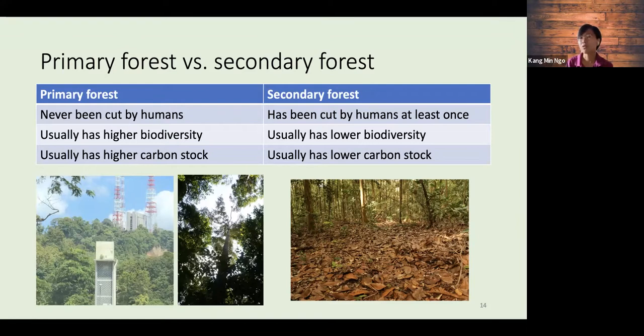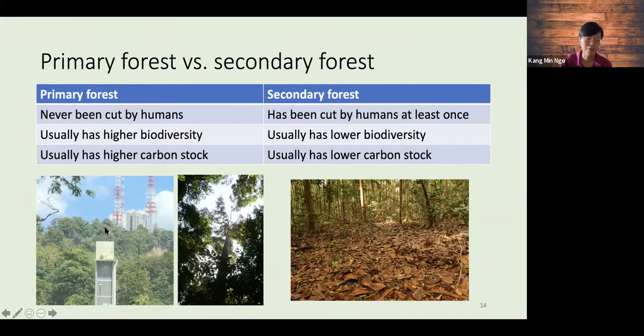So that was primary forest. Secondary forest, on the other hand, is forest that has been cut by humans at least once. It usually has lower diversity than primary forest. Doesn't mean it has low absolute diversity. Usually has also lower carbon stock than the primary forest.